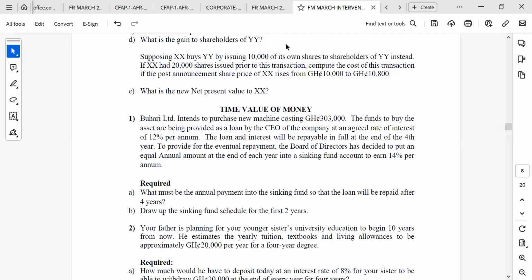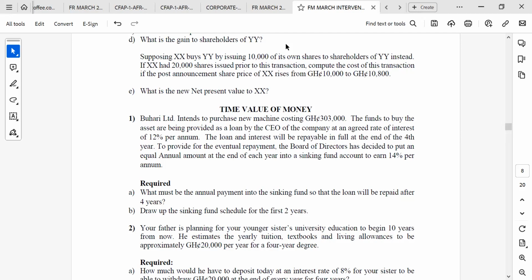Okay. The question now is, how much are we going to be paying to the CEO at the end of the 4th year? It is that particular amount that we will be making the provision towards.